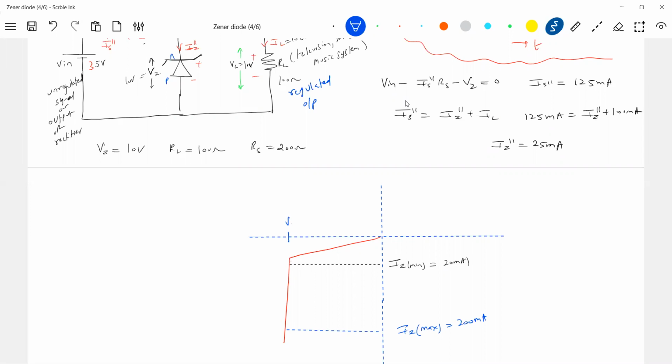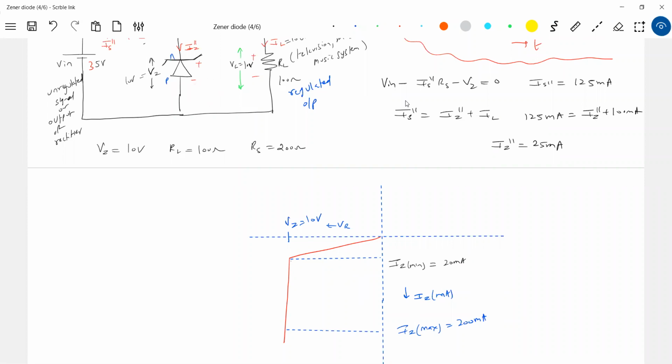and what should be the VZ? VZ should be definitely 10 volt. I think the problem is solved. If I take a Zener diode which has characteristics like this, minimum current means, at the moment breakdown occurs, what is the minimum current? I could have shown it here. Sorry, it should be here, no? So if it has features like this, I think such a Zener diode is safe here, no?